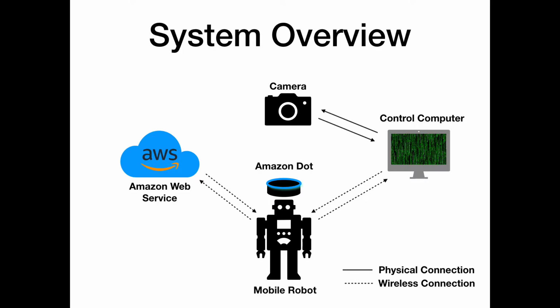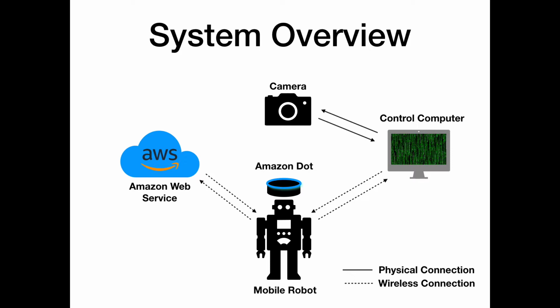Our system overview required an Amazon Dot which connected to the Amazon Web Services, where voice processing occurred. The mobile robot was controlled wirelessly by the control computer which gave it linear and angular velocities. The computer was connected to the USB webcam which looked at the Amazon Dot.